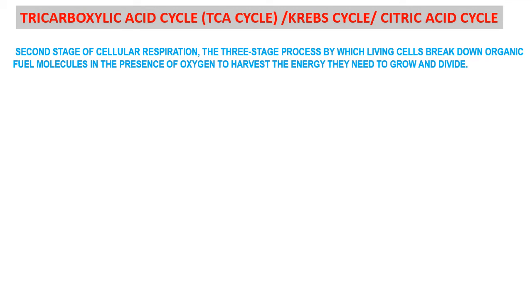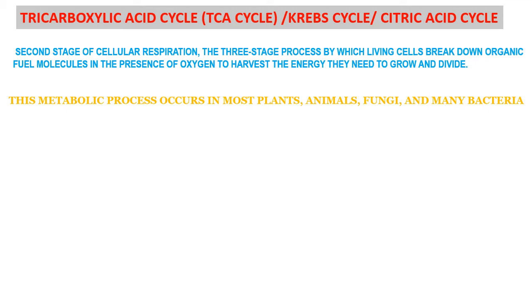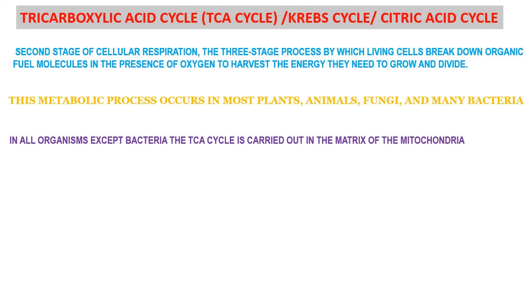We will study it in our upcoming videos. This metabolic process occurs in most plants, animals, fungi, and many bacteria. The site of Krebs cycle is the mitochondria in case of eukaryotic organisms, but in prokaryotes it takes place in the cytosol of the cell, because in prokaryotes there is no mitochondria present in the cell.